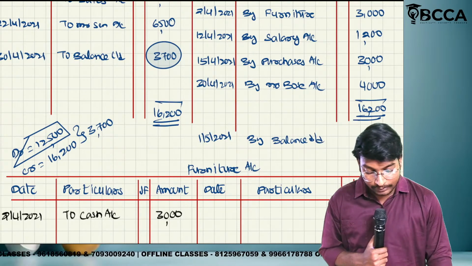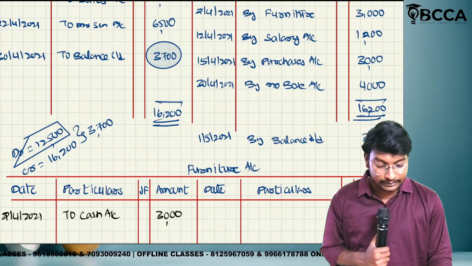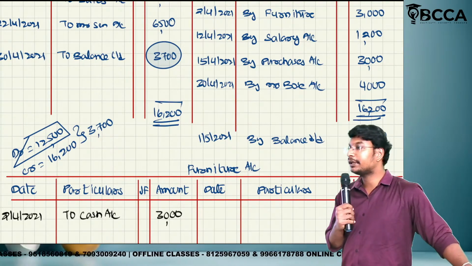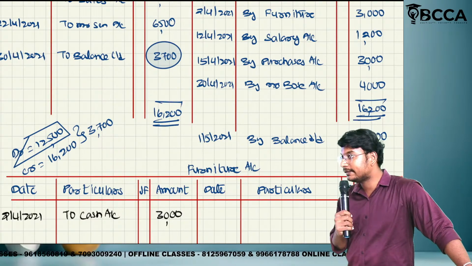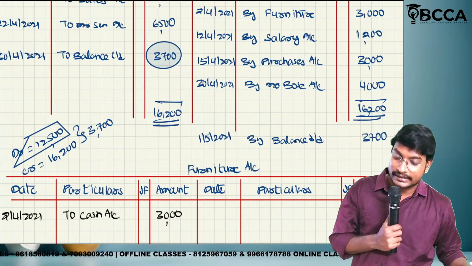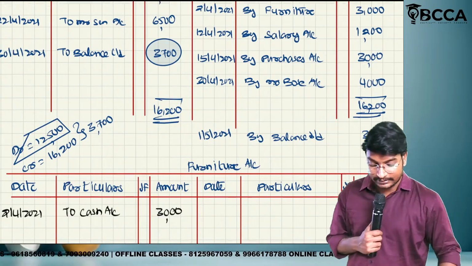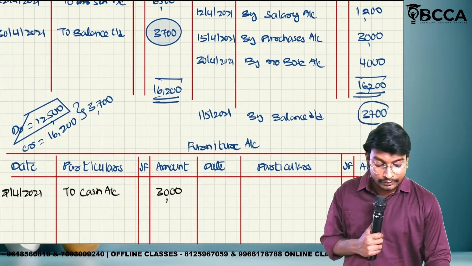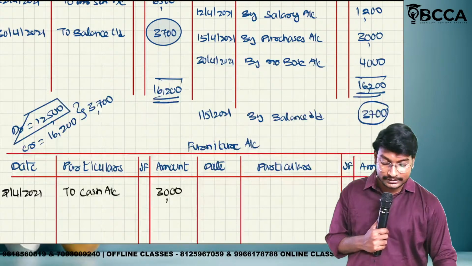What is the amount? 3,700. In the trial balance, which side we need to record? We need to record on the credit side, because this particular account is showing credit balance, because credit side is more than the debit side. How much amount we need to record? We need to record the amount called as 3,700.